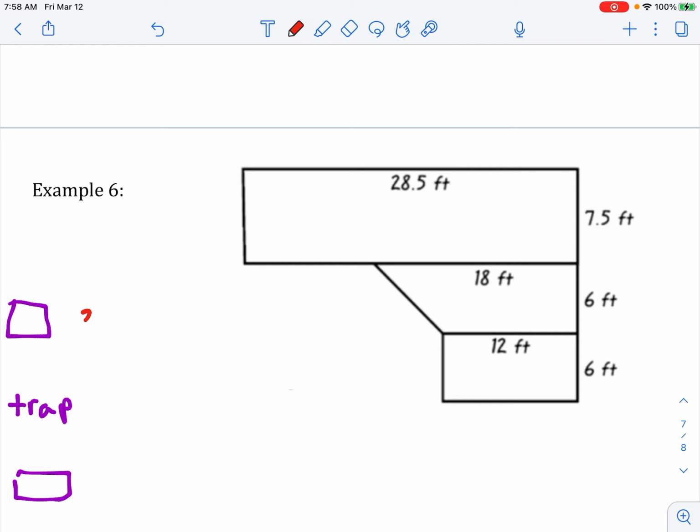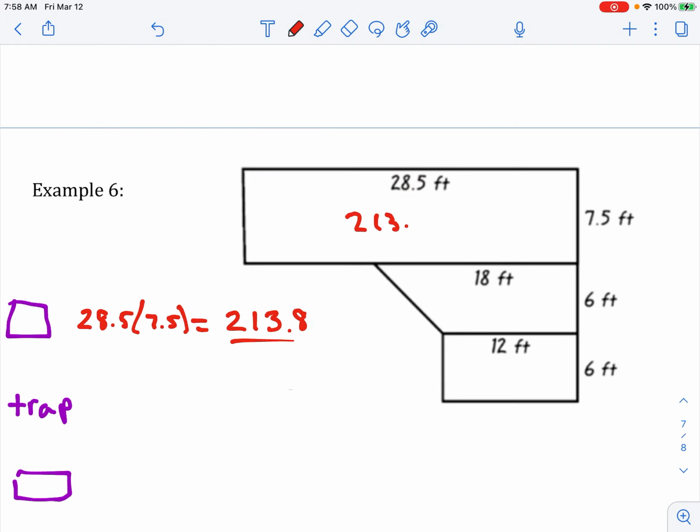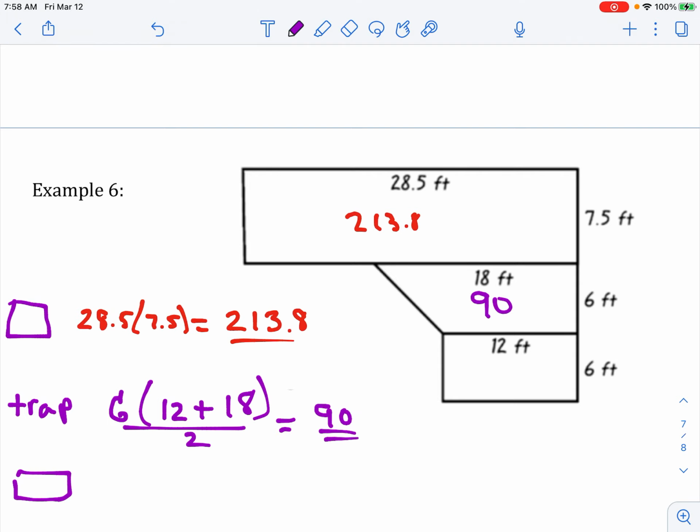My first rectangle has a base of 28.5 times the height, 7.5, and I'm going to calculate that first, which will give me 213.8. So I got my first area, 213.8. My second area, the trapezoid, I'm going to take height 6 times base 1, 12, plus 18. And again, if you flip those, it doesn't matter. And then that's divided by 2. That's going to give me 90 for my second answer, so I get 90 for the trapezoid.